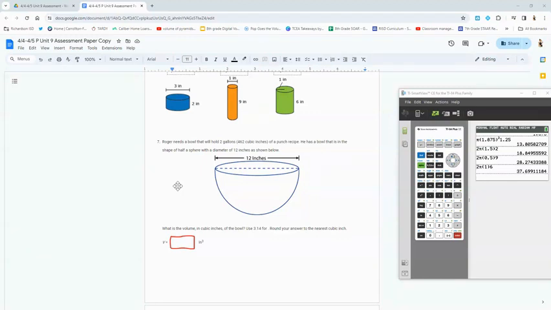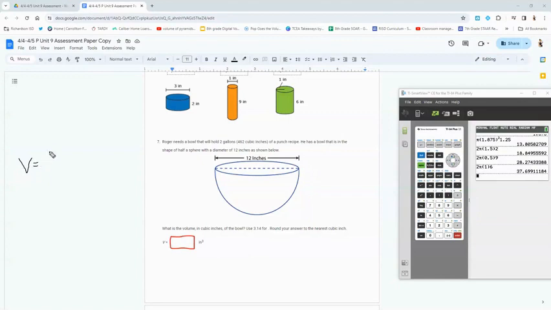Roger needs a bowl that will hold 2 gallons of punch for his recipe. He has a bowl that is the shape of half a sphere. The diameter is 12, so this is a hemisphere. So I have to do the volume of a sphere divided by 2. So I'm going to write that formula down.